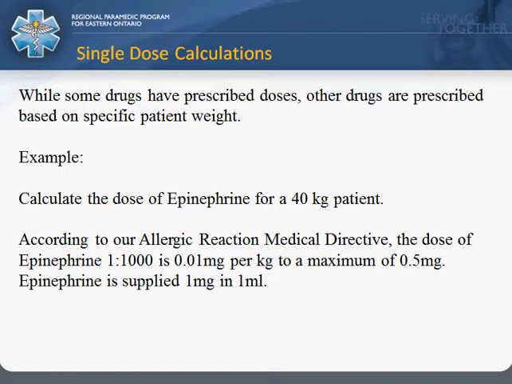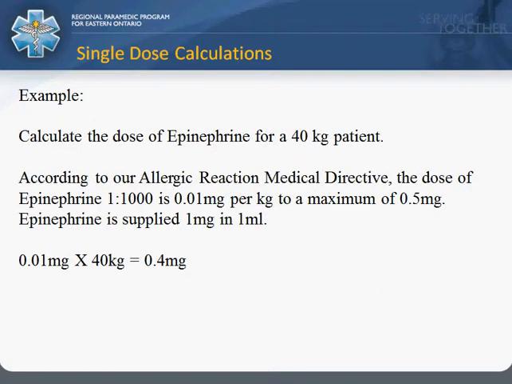According to our allergic reaction medical directive, that's the one we're going to use for this example, the dose of epi 1 to 1000 is 0.01 milligrams per kilogram to a maximum of 0.5 milligrams. Epi is supplied 1 milligram in 1 mil. So we have all the tools available to us to figure out the solution to this problem.